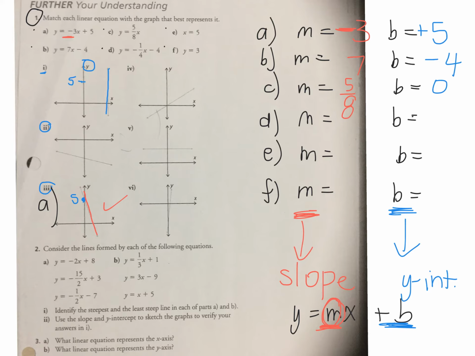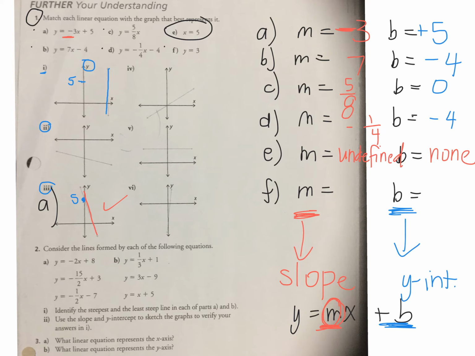Question D. Good. Negative 1 over 4. And what's the y-intercept? Negative 4. Perfect. Anyone get E? If the equation is x equals 5, what kind of line is this? What's the slope? The slope of a vertical line is undefined. You cannot define the slope because there is no run. There's only a rise. Is there a y-intercept if it's a vertical line? No. It does not pass through the y-axis. So none. Not 0, you say none.